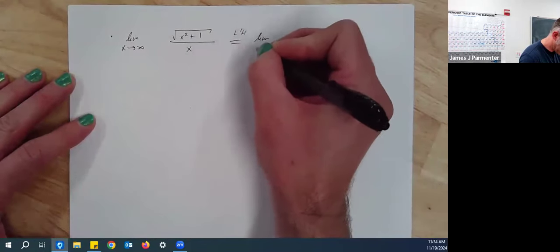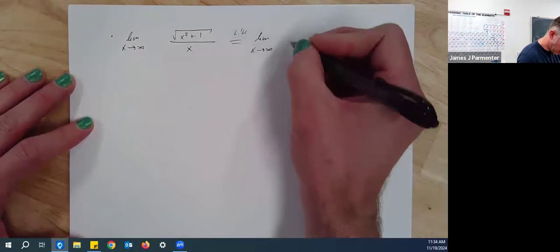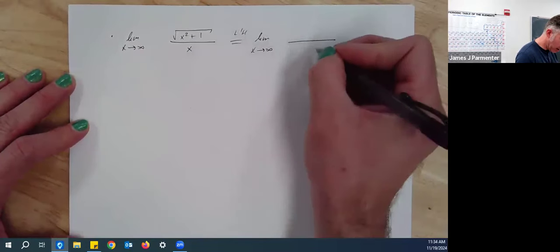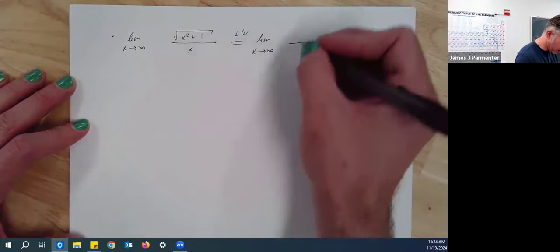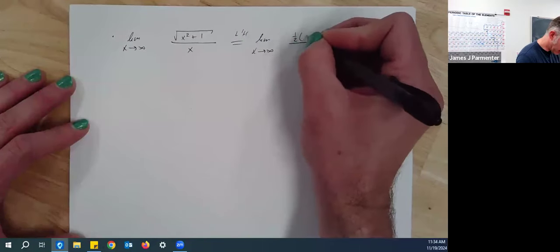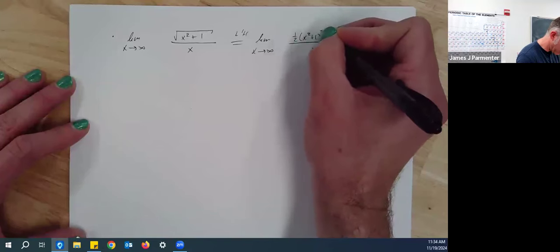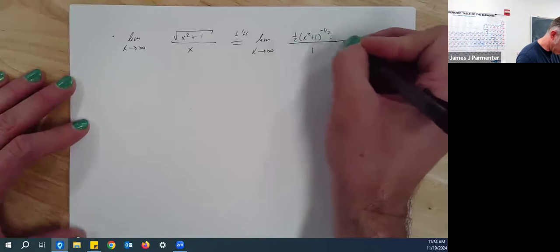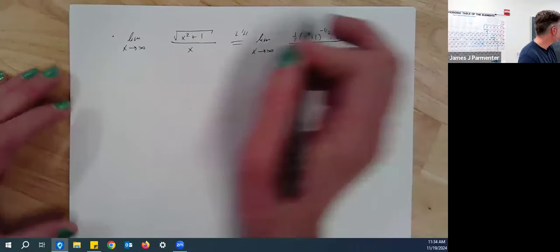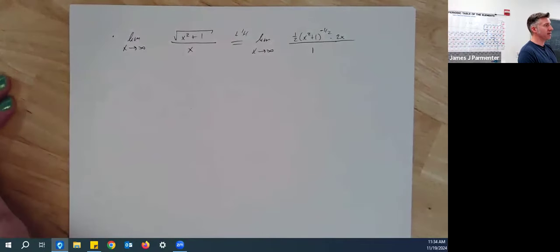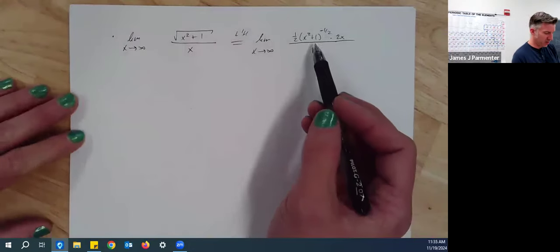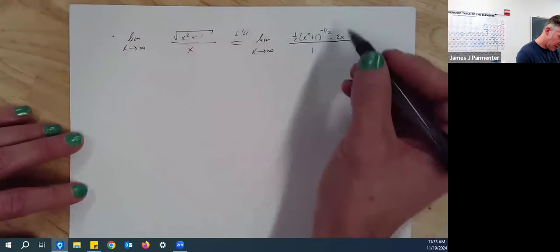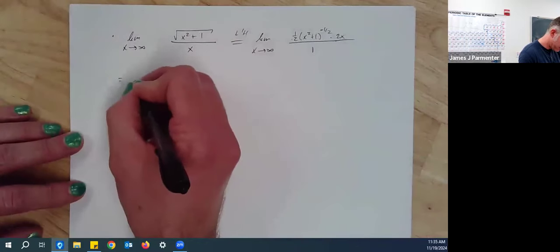You get the limit as x goes to infinity. The derivative of the bottom is 1. The derivative of x squared plus 1 to the 1/2 power is 1/2 times x squared plus 1 to the negative 1/2 times the derivative of x squared plus 1, which is 2x. And now we definitely want to simplify this expression before we try doing anything else. I don't even want to plug in infinity yet. I'm going to simplify. The 2's cancel.